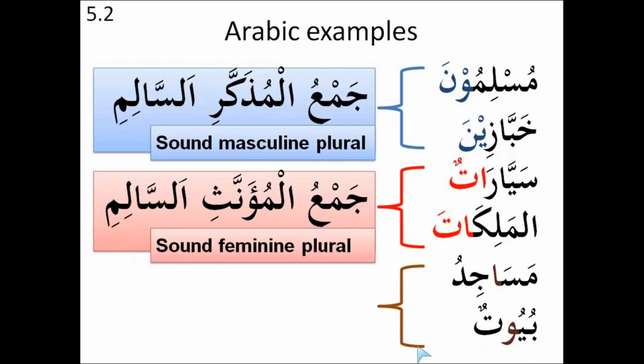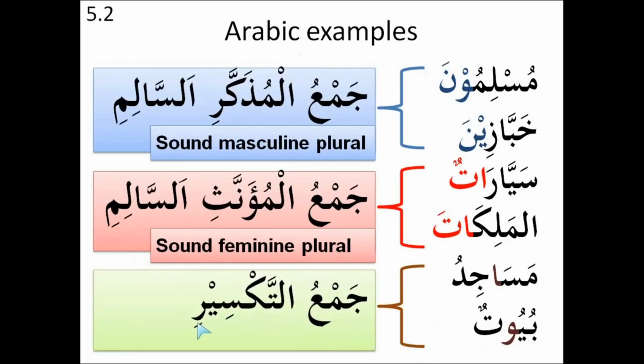And the last two are examples of what are called Jam' al-Taksir, plural, broken, literally broken plurals, or what we would call in English irregular plurals. Because the rule that is used to form them is not the most common rule, and they do follow set patterns, but for the moment consider them as irregular, whereas these words follow a regular pattern. And that brings us to the end of this video.